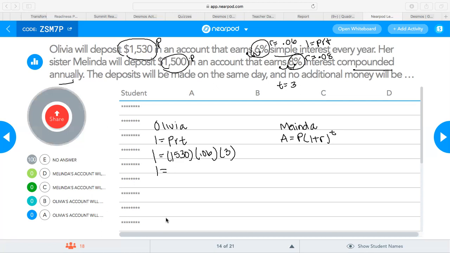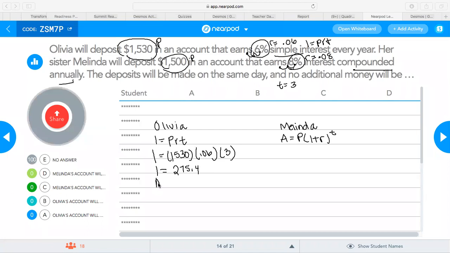Okay, for Olivia, did everyone get 275.4? What does this represent? The amount of interest her account has at the end of 3 years. So this was the extra that was added on. And you know this is the extra because this number is less than the original amount you invested.